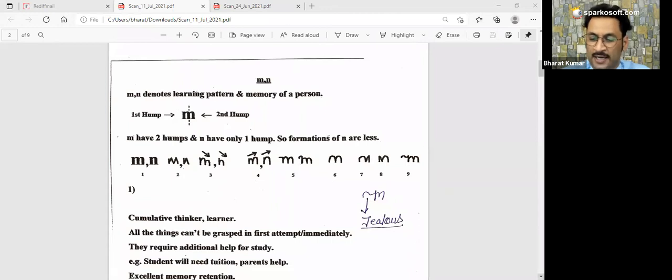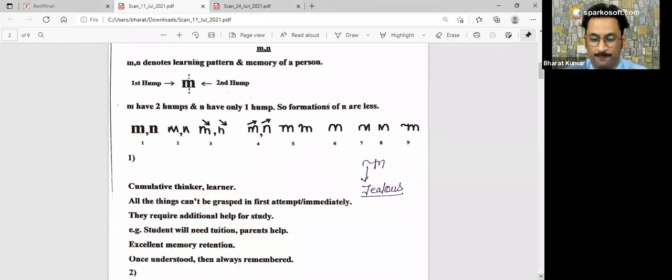For example, a student will need tuition or parents' help to complete homework. This is the nature of type 1. But they have excellent memory. If you hurt them, or if you make them happy, even once, even after years they will remember it. This is very important. Once they have understood things, they will always remember that point. But the problem is that they need time to learn something.